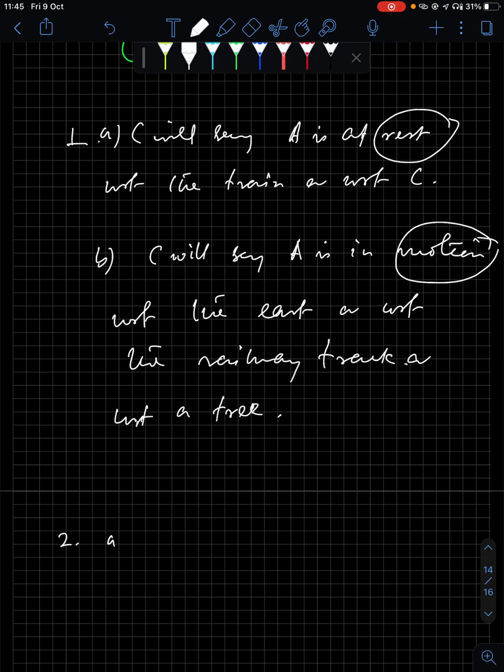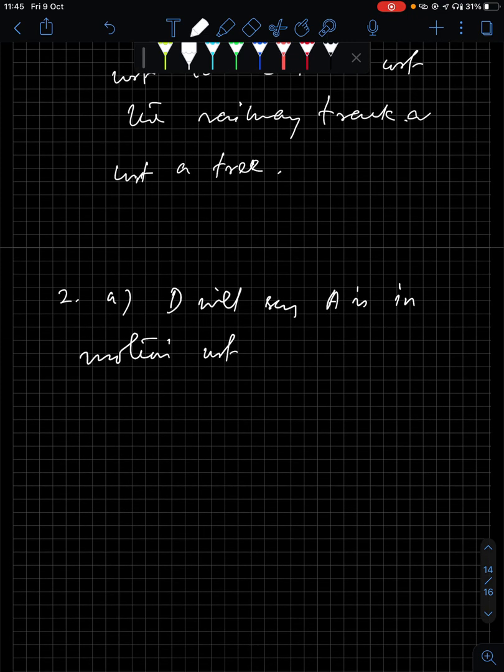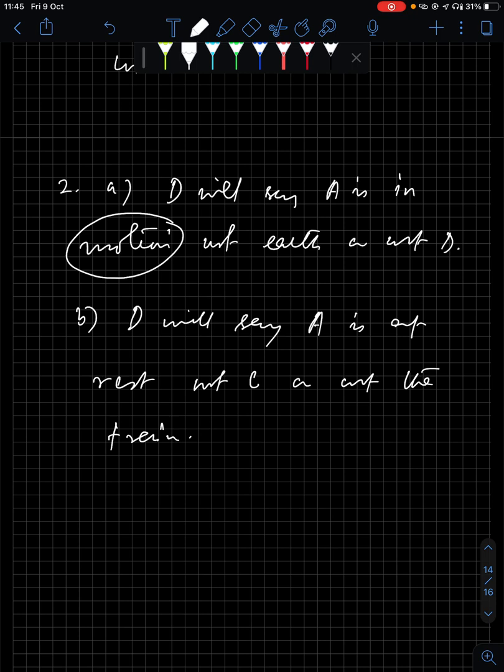Number 2. Now what will D say? D will say A is in motion with respect to Earth or with respect to D, right? So if D wants to emphasize on motion, this will be the possible answer. Number B. D will say A is at rest, okay, with respect to C or with respect to the train. So these could be the possible answers of D. I hope these are clear. You do not need to make any notes of this.